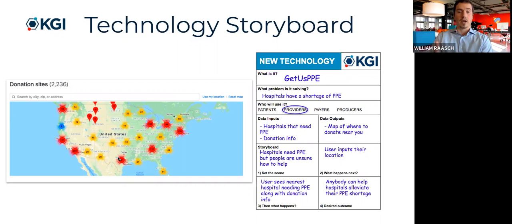So if you want to help out, all you have to do is input your location, and then they'll show you what are the hospitals nearest to you that are asking for PPE, and then it gives you the information of how you can donate to them. So the desired outcome is basically that anyone who is able to help can help. And barrier of information is not going to stop people from helping.